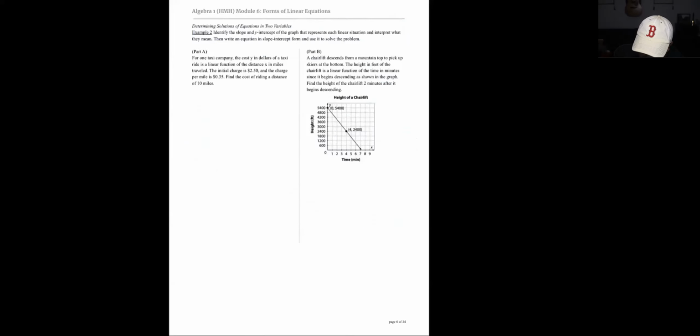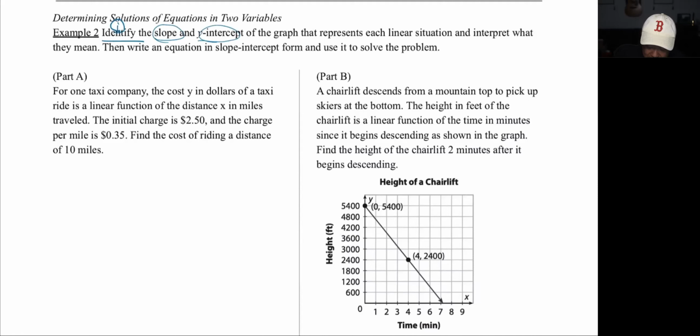Determine the solution of the equation in 2 variables. Okay, not example 1, 2. What we would do is look at the action verb. It says identify the slope and intercept of the graph that's given to us. And the keyword is and. Number 2, interpret what they mean, and number 3, write them in slope-intercept form and use it to solve the problem. So there's at least 3 things we're doing.